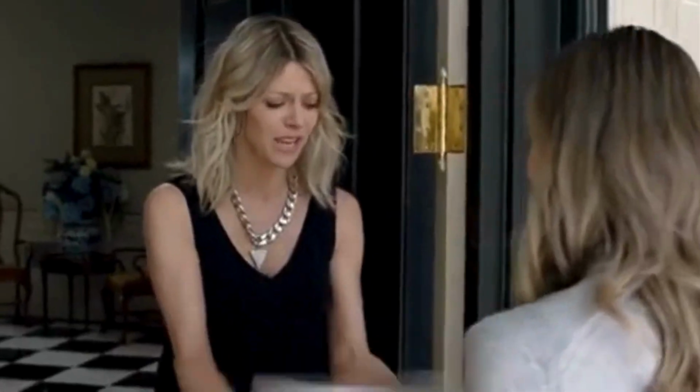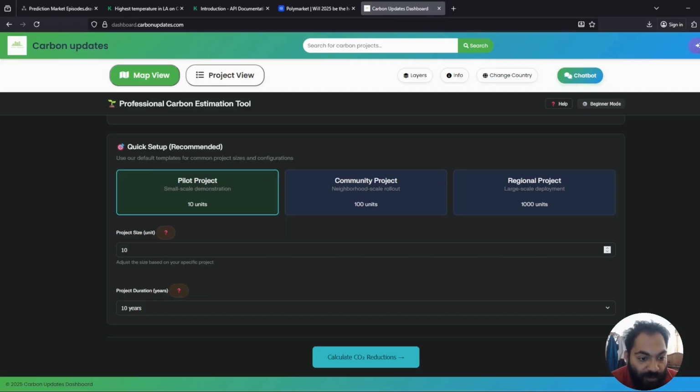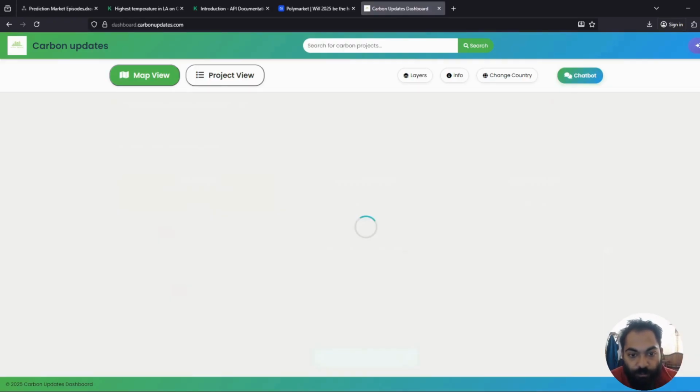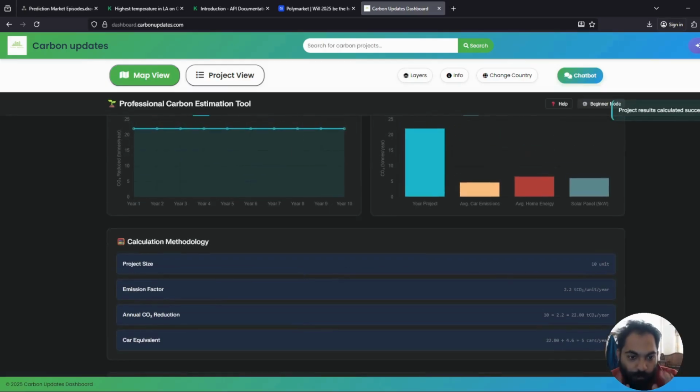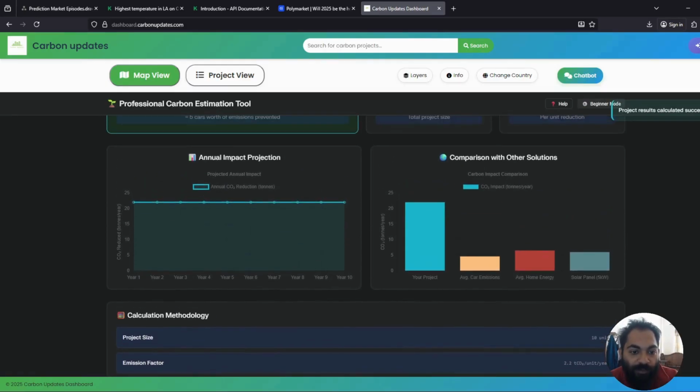Basically we made CO2 calculations. I want to make this CO2 calculation graph.